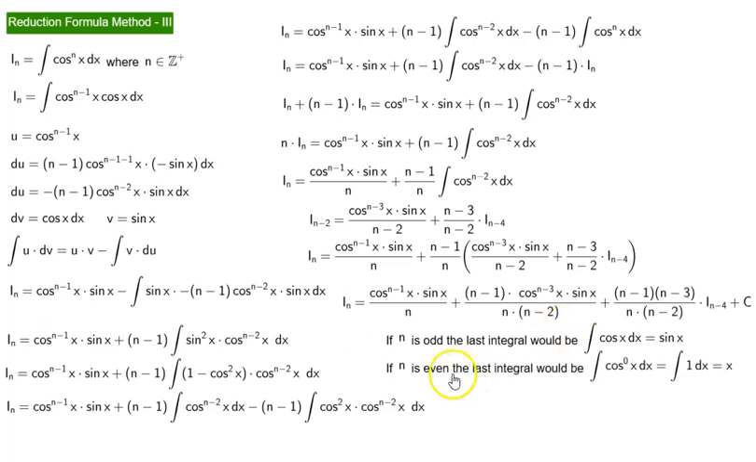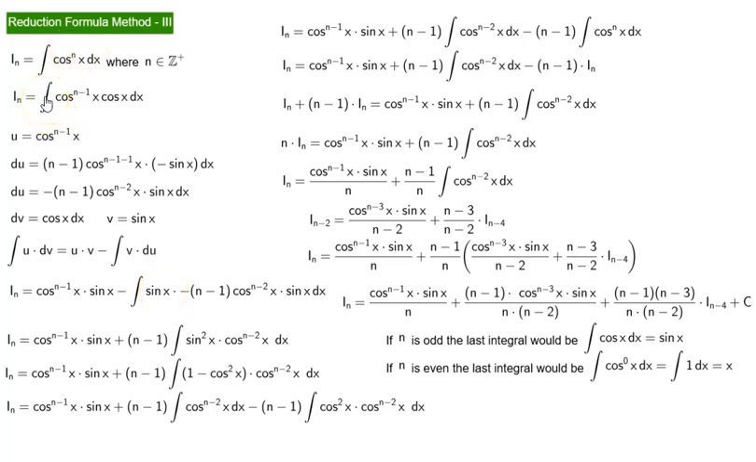And if n is even, the last integral would be integral cos to the power of 0 x dx, which is equal to integral of 1 dx, which is equal to x. So that is the integral of cos^n x dx using the reduction formula method.